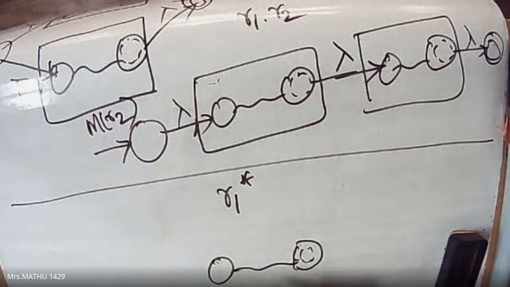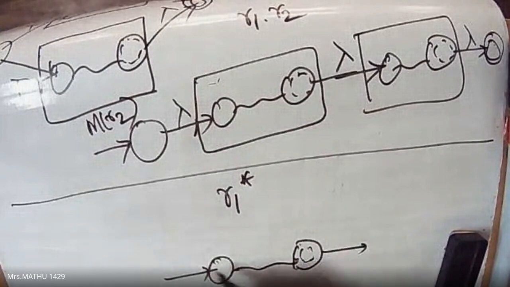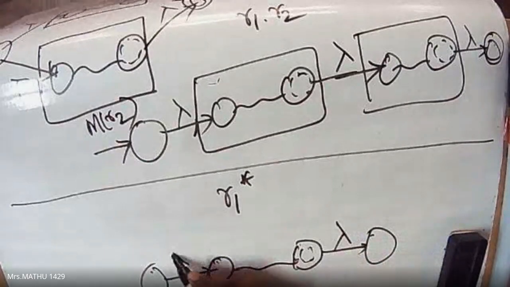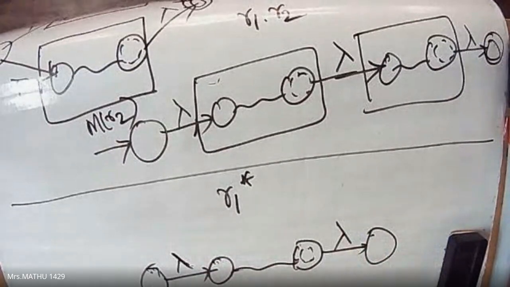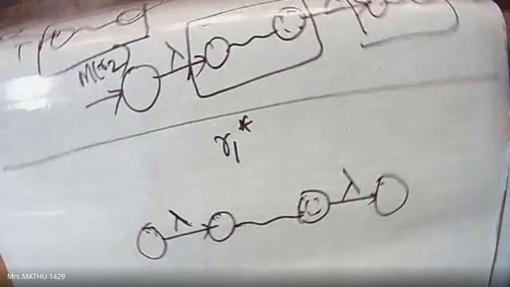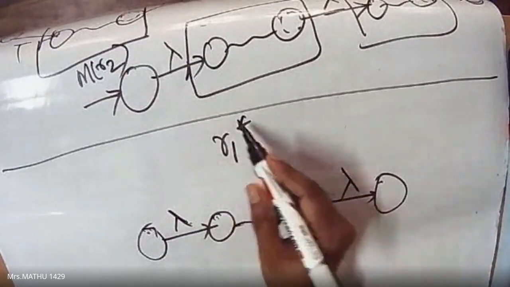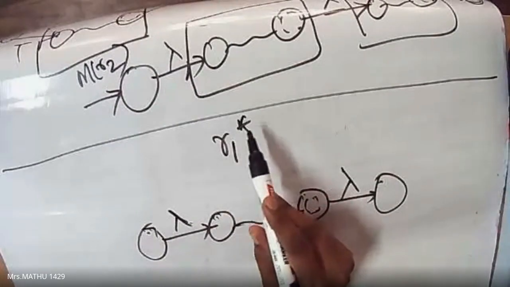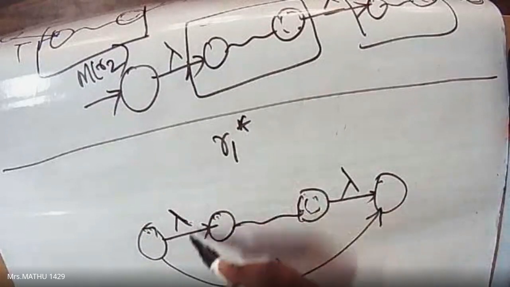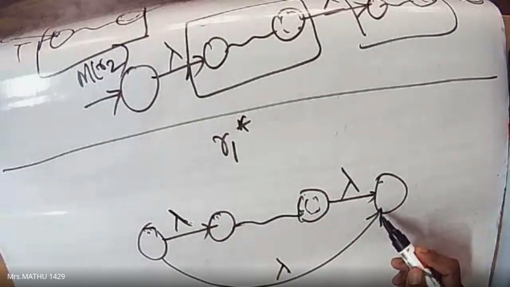Now, how do we draw R1 star? If it occurs 0 number of times, it will not occur even once, it does not happen at all. So you can directly move on to the next state. Using a lambda transition, without even reading this regular expression, you can go to the next part.